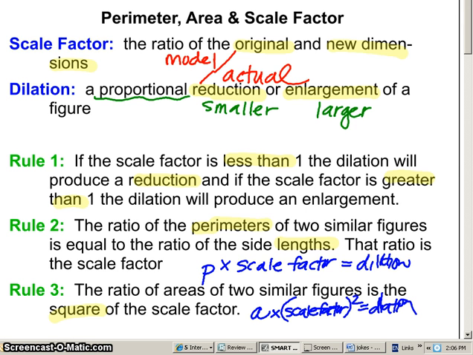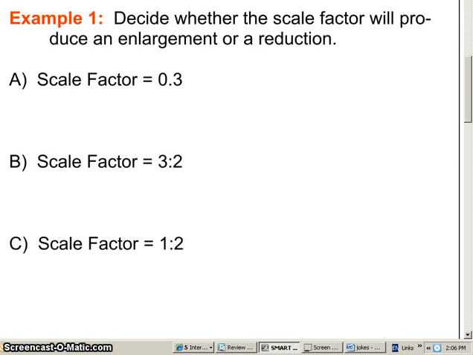Let's show you what this is talking about. For example 1, all I want you to do is take a look at the scale factors and determine if it will produce a reduction or an enlargement. And again, you determine that by, if the scale factor is greater than 1, it will produce an enlargement. And if it's less than 1, it will produce a reduction. So letter A. Is this less than 1 or greater than 1? Please write this out. It is less than 1, therefore it is a reduction. You're taking your original and you are shrinking it down proportionally.